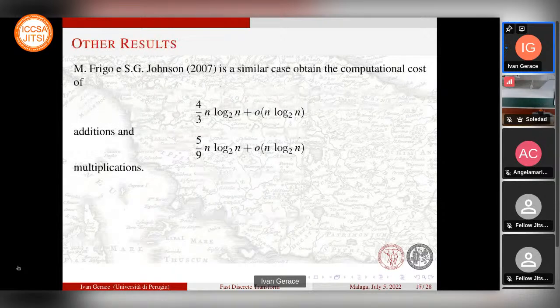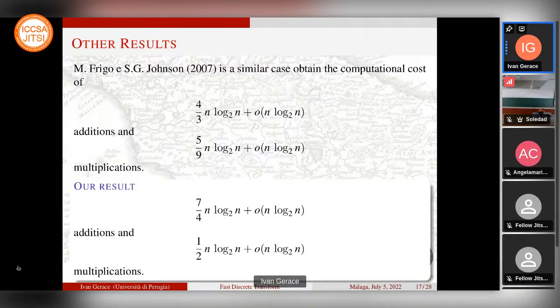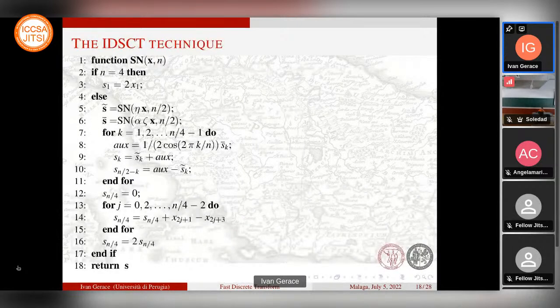In a similar case, Trigo and Johnson give this result, which is considered the best, with this number of additions and this number of multiplications. They deal with another class, but it's very similar to ours. We give this result. We have fewer multiplications, which cost more to be implemented, but more additions. The additional additions are due to the fact that, as I said before, Sn over 4 is computed by the lines between 12 and 16. We have to improve this computation to find a way to compute this entry faster.